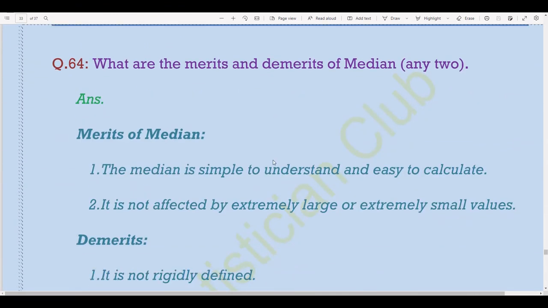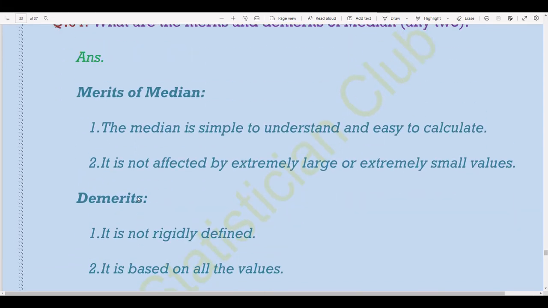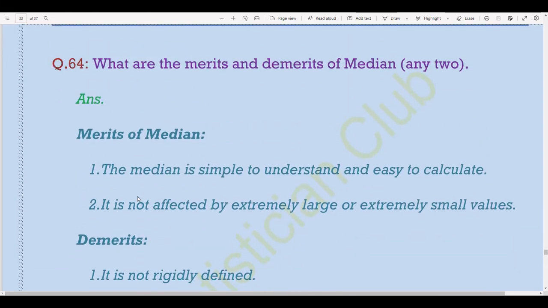Question number 64. What are the merits and demerits of median? Any two. So here we write two merits and demerits of median, and you can find detailed merits and demerits of median at the end screen. You can find its link at the end screen. You can find links for median, geometric mean, harmonic mean, their merits and demerits, and also solved numericals.